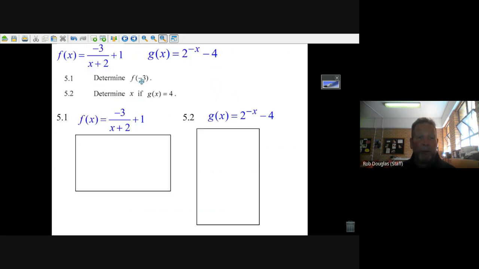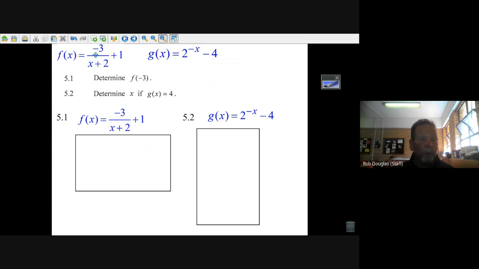Well, the first question they ask us is determine f of minus 3. Well, what does this mean? It means take minus 3 and rub out the x and replace x with minus 3. Substitute minus 3 in for x. That's what this notation means. F of a number means you're supposed to take that number and put it in for x.